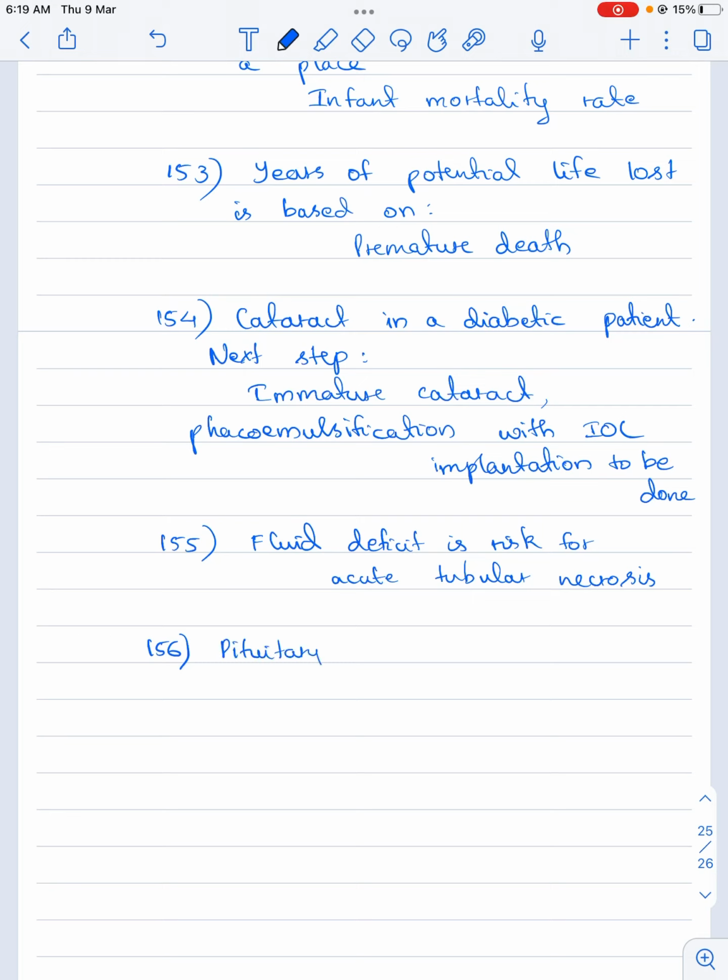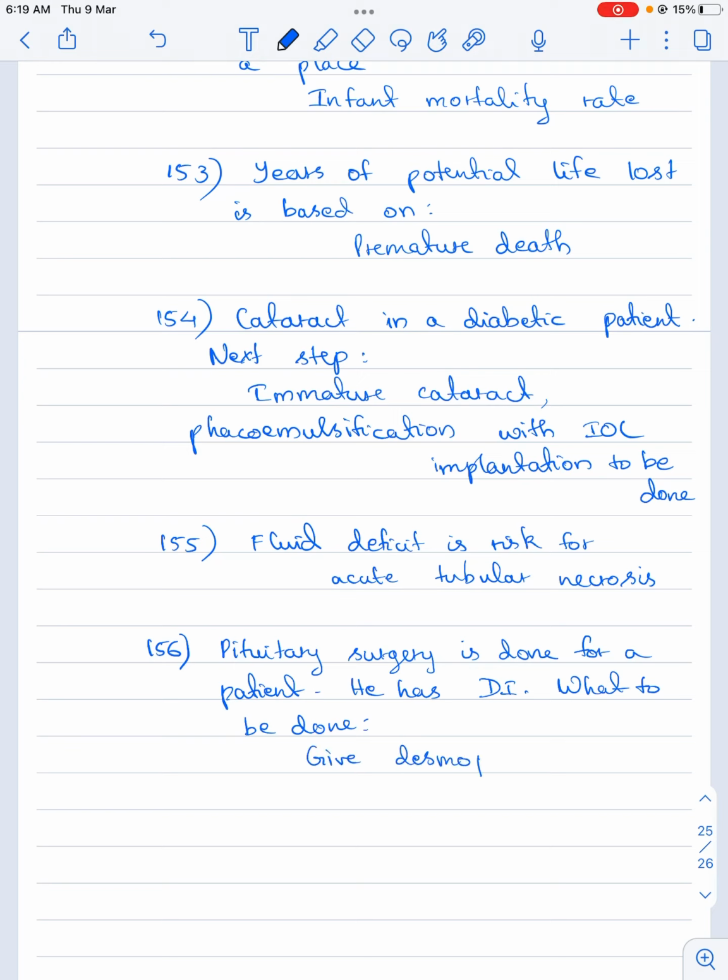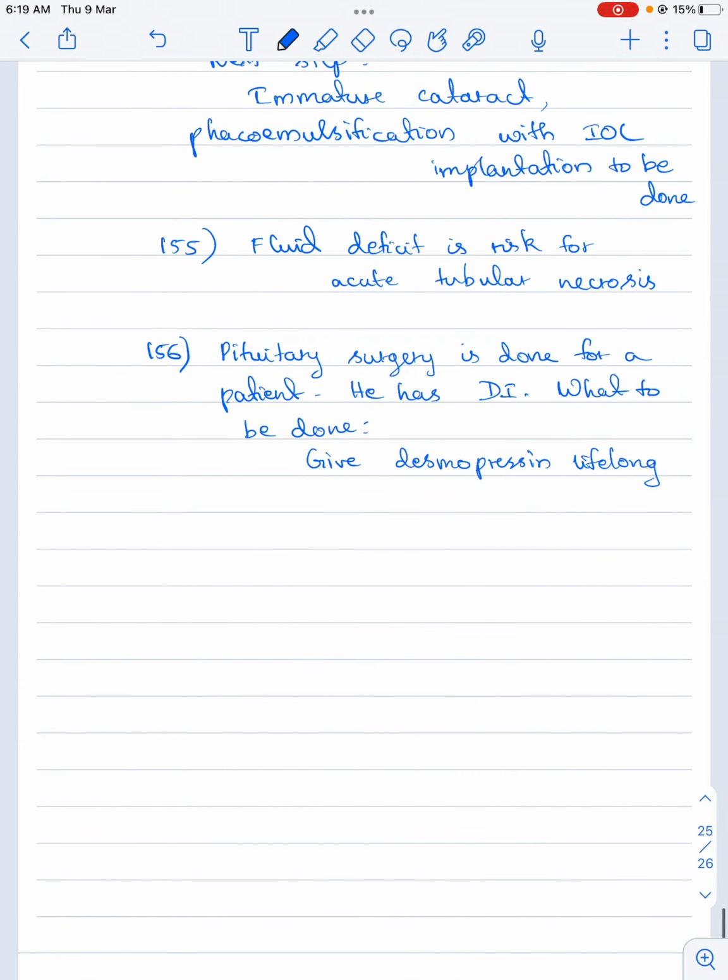Pituitary surgery is done for a patient, he has diabetes insipidus. So what is to be done? So the answer is give desmopressin lifelong. Next question.